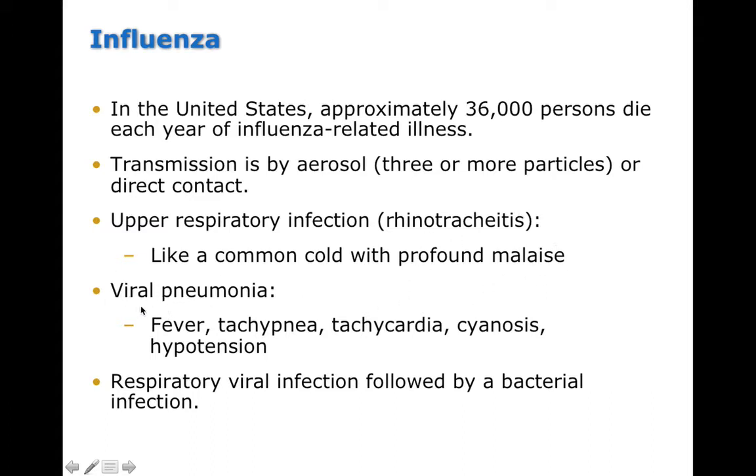Now, viral pneumonia is where influenza can go deep enough into the lungs to the point where it can start to lead to pneumonia or swelling within deeper lung tissues. This can also lead to fever, tachypnea, tachycardia, cyanosis, and hypotension. Now, respiratory viral infection can be followed by bacterial infection because if there's enough inflammation and inhibition of your immune system, it could put you at risk for an opportunistic bacterial infection.